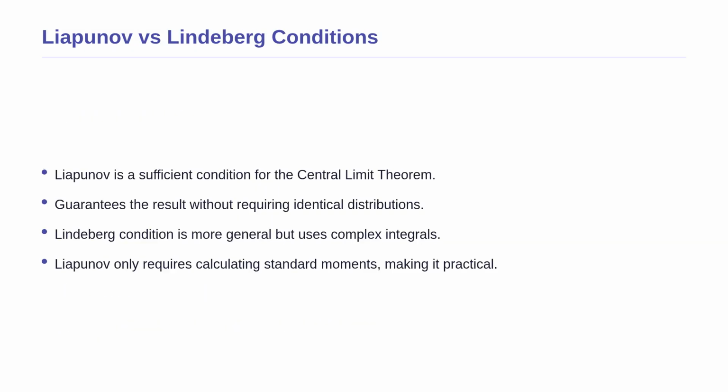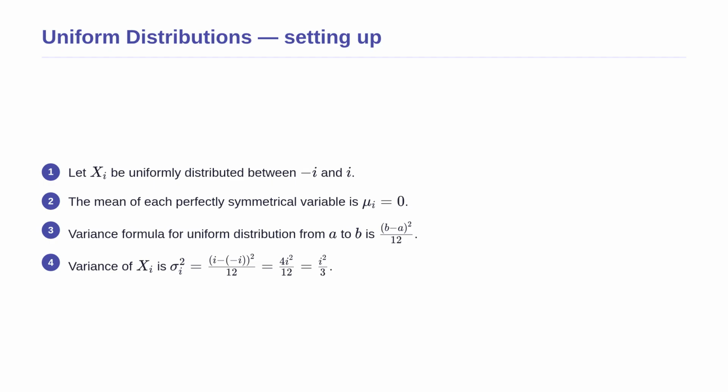Before we apply this to an example, it is worth asking why we use the Liapunov condition. Mathematicians call it a sufficient condition, meaning if it is true, the bell curve result is absolutely guaranteed. There is another rule called the Lindeberg condition, which is actually weaker and more general. If Liapunov is satisfied, Lindeberg is automatically satisfied. However, the Lindeberg condition involves notoriously difficult complex integrals with moving boundaries. We prefer the Liapunov condition in practical statistics and engineering because it only requires calculating standard moments, which is much easier to do. Let us see this in action with a concrete example.